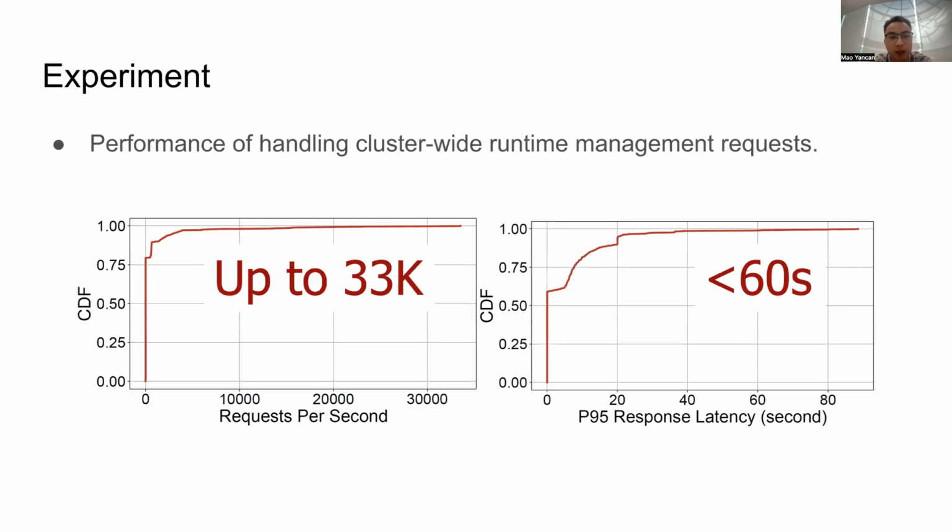The results are remarkable. We deploy StreamOps with 40 instances in our in-production environment and measure its overall scalability. The results have shown that our system can handle up to 33K runtime management requests on a daily basis, and 99% of runtime management requests can be responded to within 1 minute.